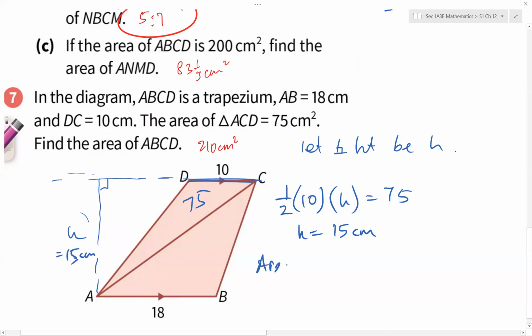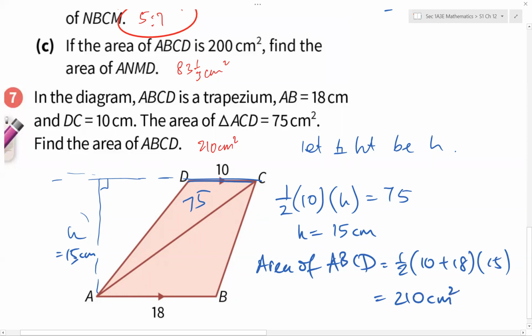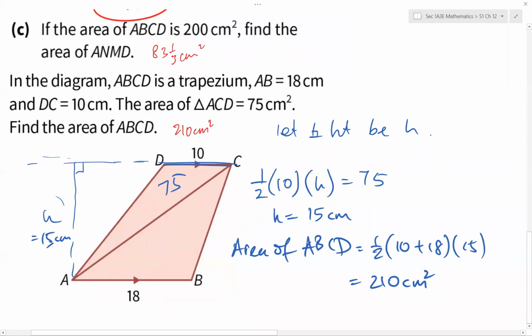So area of ABCD, half the sum of parallel sides times 15. You get the answer 210. Of course, with this 15, you can calculate the area of the other triangle. Then just add, it's the same.